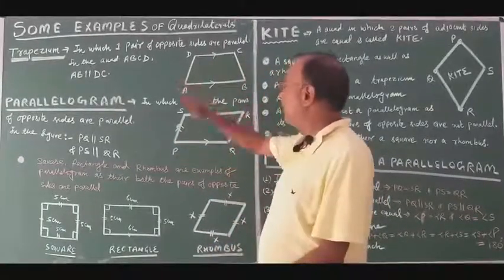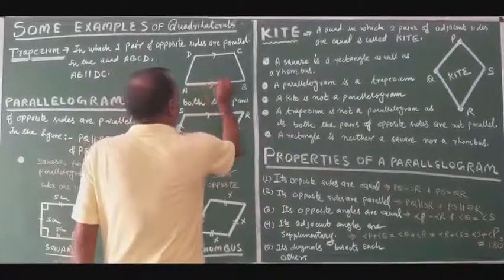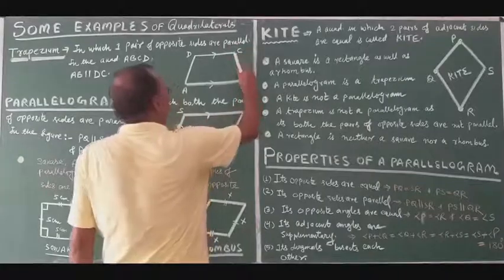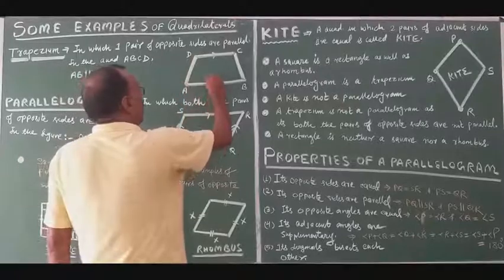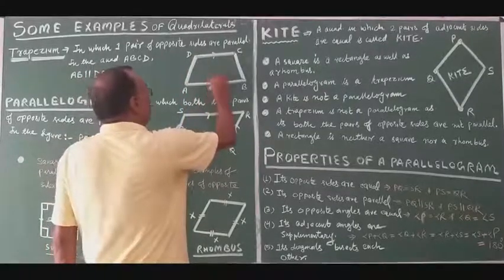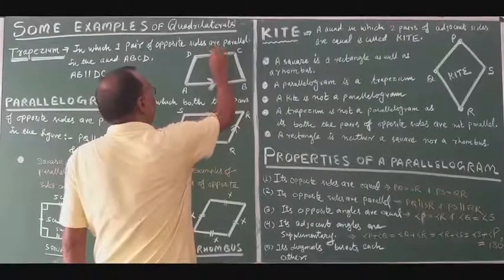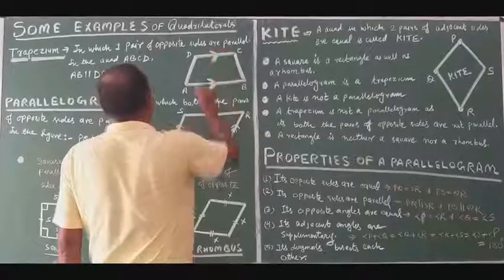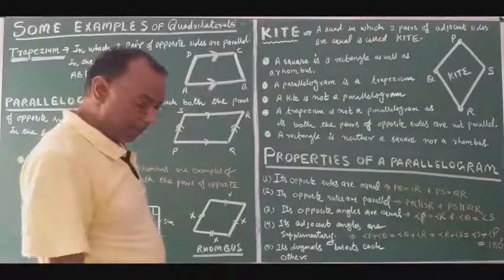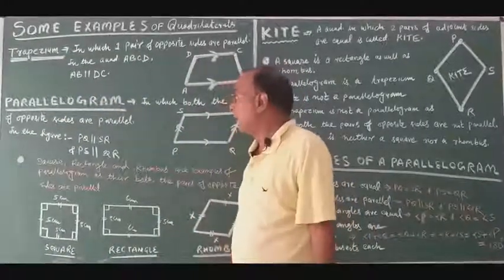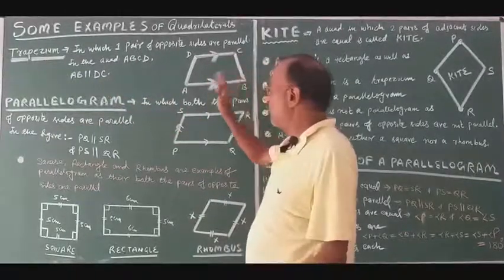Just look at this figure ABCD. This is the figure of a quadrilateral ABCD. In this figure, this side AB is parallel to DC. That is, this pair of opposite sides are parallel. So that's the reason this is a trapezium. In the figure AB is parallel to DC, therefore it is a trapezium. Is it okay?